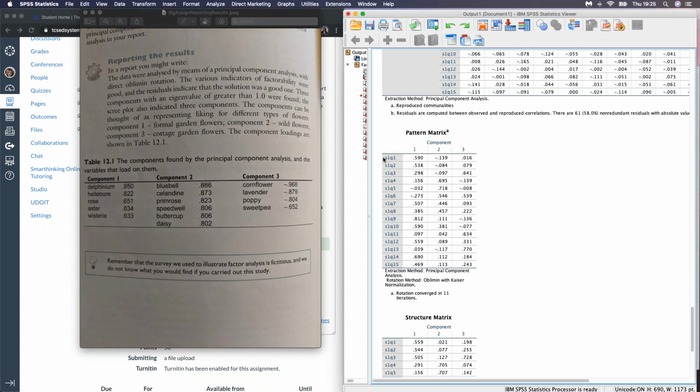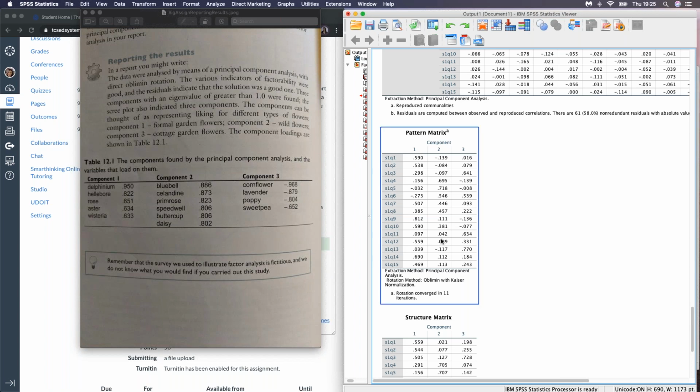But basically, you look at each question, and then you see whichever is the highest. So for question 1, the first component is the highest. So I would put my S1Q1 over here in this category. Number 2, the first one is highest, so I would put that in component 1. For number 3, the first one is highest, so that goes over here. Number 4 is the second one, so I'm going to put that over here. So you're going to go through the whole table, and you're going to get all 15 of yours over here.